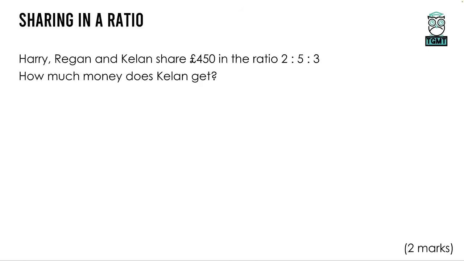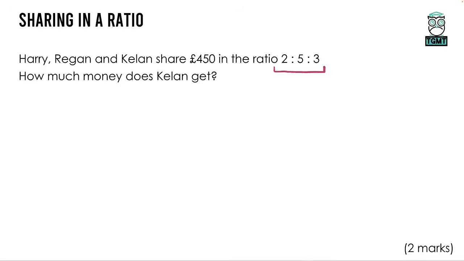When we are sharing in a ratio, read the question carefully because there are different variations of sharing in a ratio. But this one says Harry, Regan and Keelan share £450 in the ratio 2 to 5 to 3. It wants to know how much Keelan gets. Now the important part to look at is what the amount of money, or whatever we are sharing, is actually referring to. Here it's referring to the amount that all three of them share. Not one of them, not the difference between them, but how much all three of them share. So it's related to all three of these numbers.